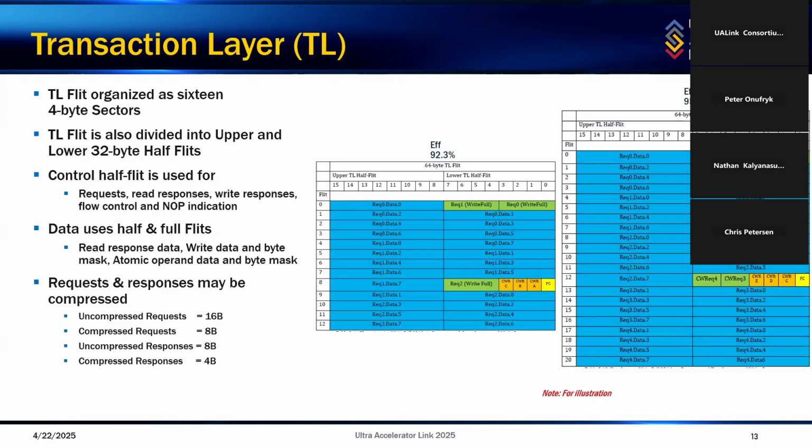Requests and responses may also be compressed. An uncompressed request is 16 bytes or 4 sectors. A compressed request only requires 8 bytes or 2 sectors. The compression is achieved through an address cache implemented in the TL. An uncompressed response is 8 bytes, and a compressed response is only 4 bytes.